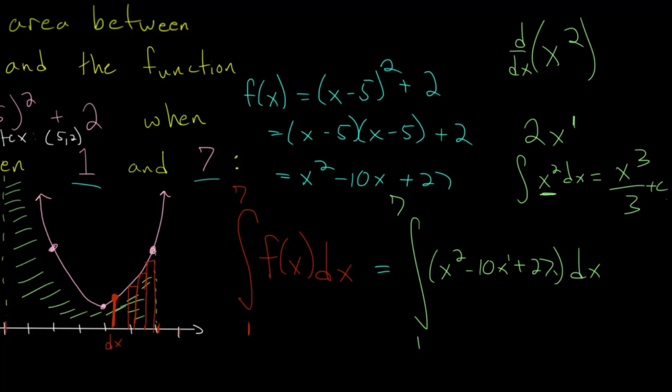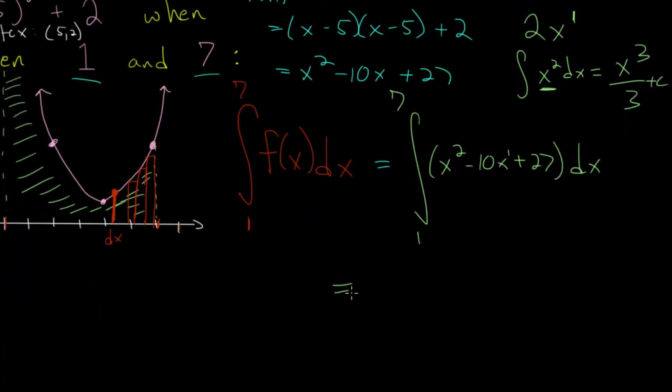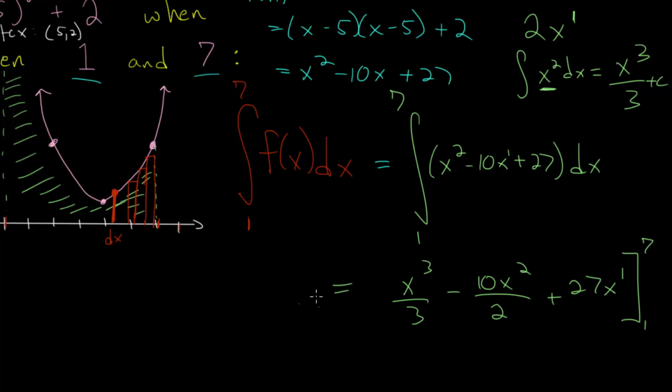So when actually computing this integral here, we would have x to the 3rd over 3. This becomes minus 10x squared, and then we divide by the new exponent. This becomes 27x to the 1st, since remember this is really times x to the 0, since x to the 0 is just 1. And then we divide by the new exponent, which is 1, so we don't have to do that. And we will evaluate this integral between 1 and 7. So we will plug in 7, compute that, and then we will subtract the value computed at 1.